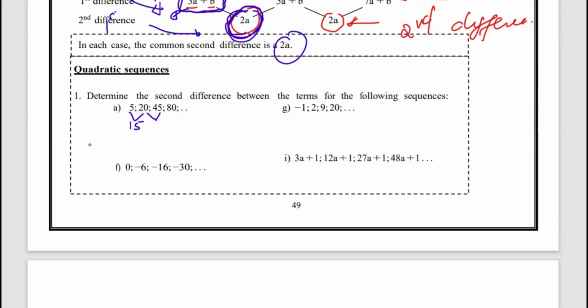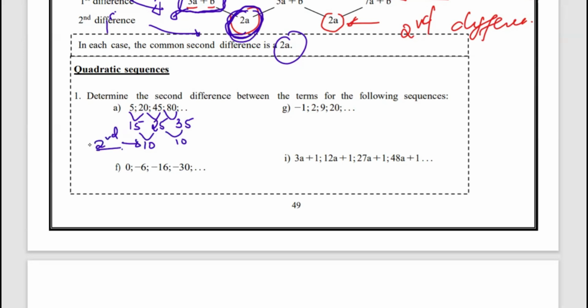Someone saying 25. Okay, thank you. And then 80 minus 45, which gives us 35. So this is just the first differences. And then when we look at the second difference, 25 minus 15, that's a 10. Same story, 35 minus 25, which is also a 10. So our second difference is just a 10.